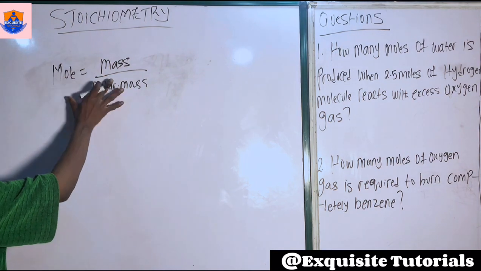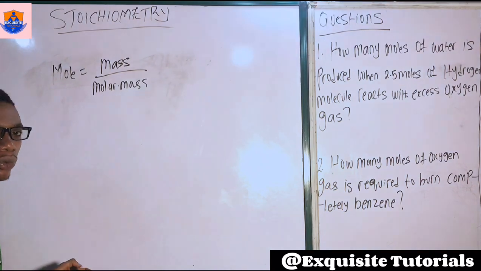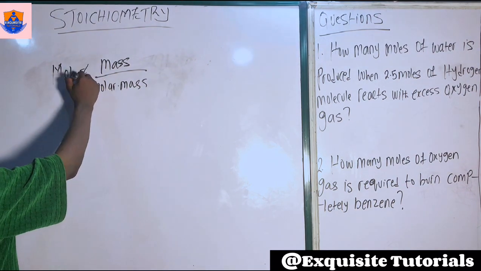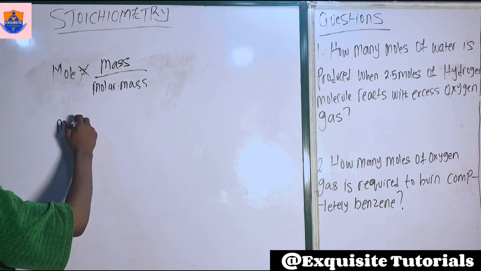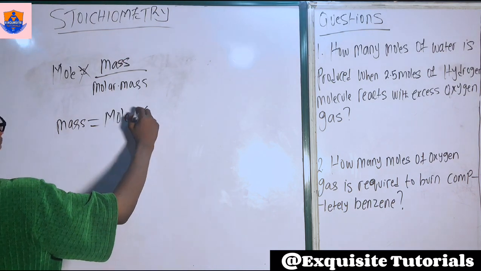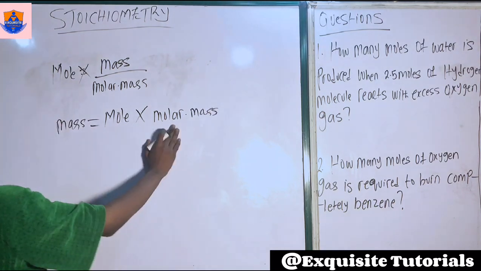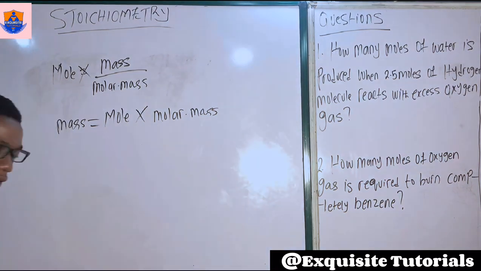Now from this equation, if you want to find the mass of the same substance, let's assume you are given the mole and the molar mass of the substance, and you have to find the mass of that substance. You will have to cross multiply. Then we have our mass: mass will be equal to the mole times the molar mass. This is another equation formed from here. It is very easy.